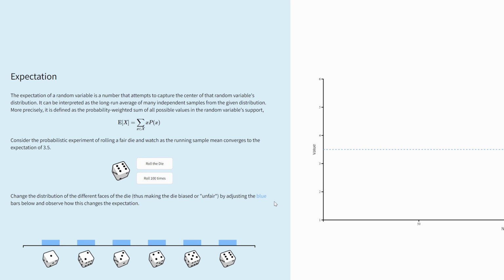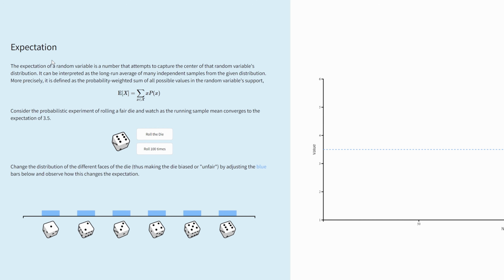Great. Expectation. Expectation of a random variable is a number that attempts to capture the center of that random variable, and can be interpreted as a long-run average. So I guess that's sort of like the sample mean given the distribution. More precisely, it's defined as a probability-weighted sum of all possible values in the random event support. Obviously, you've got all these different possibilities. Like, I guess here we've got a dice. You've got a 6, the weight is like a 6.